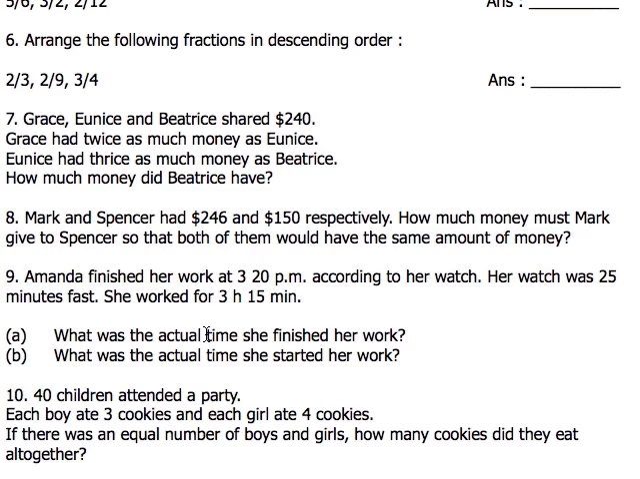Now, this is the thing that might just confuse you. When they say that the watch is 25 minutes fast, does that mean that the real time is slower or faster? It means that the real time is slower. Slower by how much? By 25 minutes. Now, she worked for 3 hours and 15 minutes. The question is, what was the actual time she finished her work? So let's think about it this way.